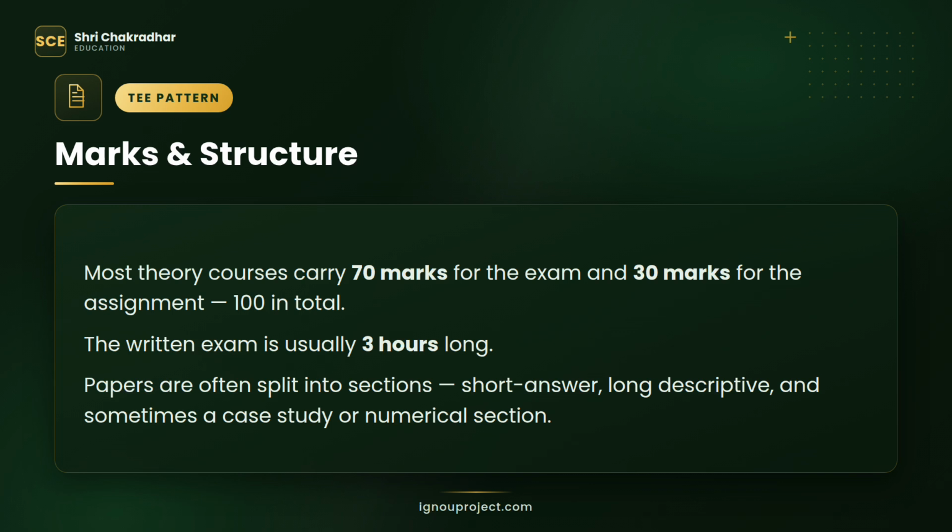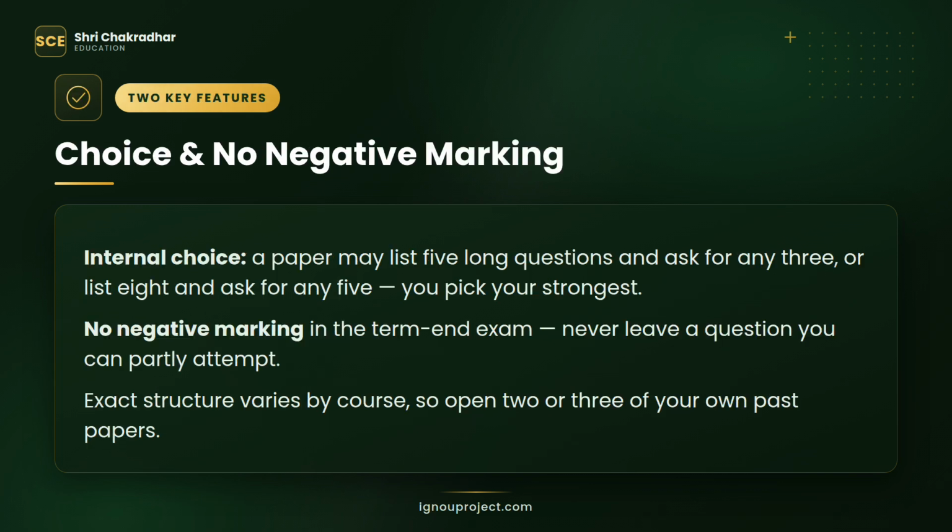The paper is often split into sections: short answer questions, long descriptive questions, and sometimes a case study or a numerical section in applied subjects like MBA or MCom. 2 features matter most. First, internal choice. A paper may list 5 long questions and ask you to attempt any 3, or list 8 and ask for any 5, so you never have to answer everything. You pick your strongest questions.